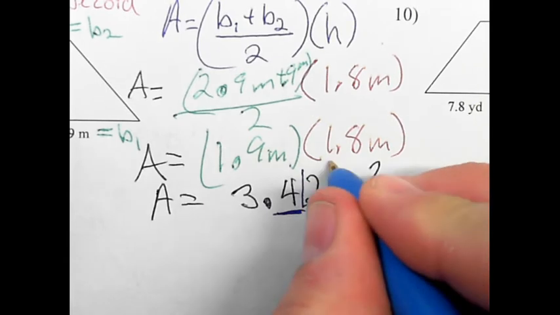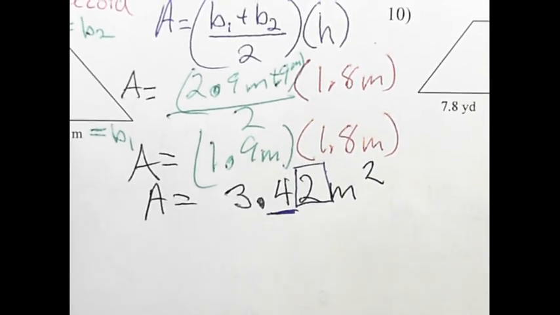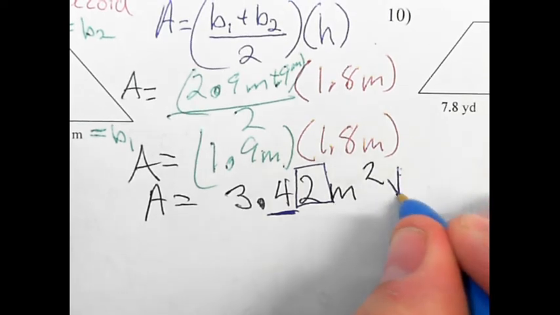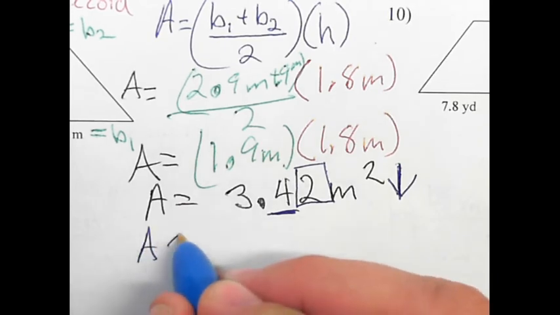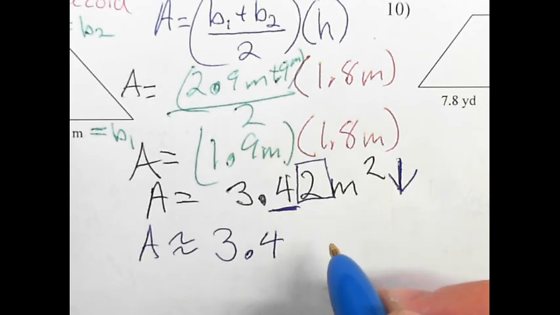So I look at the 100th spot. That's the spot right to the right of that. And it's 2, which is less than 4. 4 or lower means that we round down. So then my answer is approximately 3.4 meters squared.